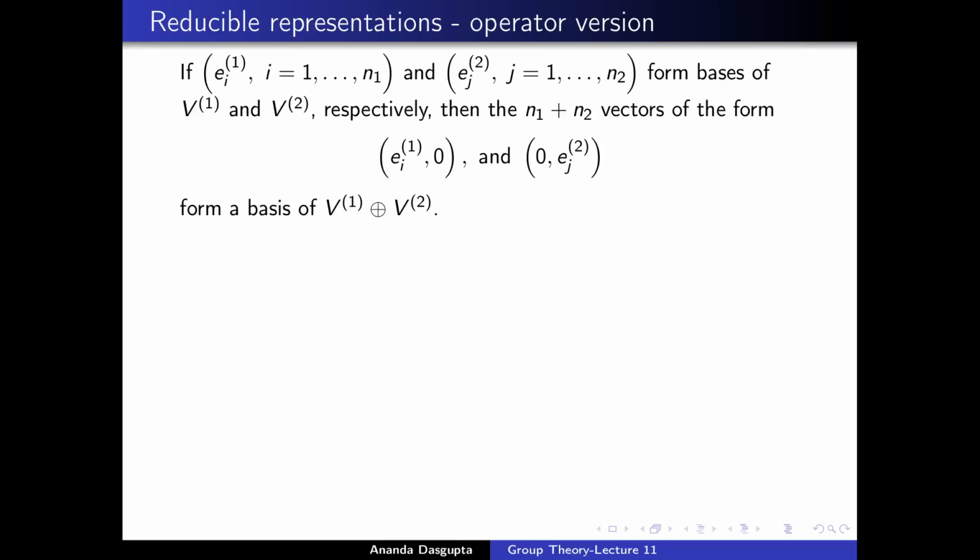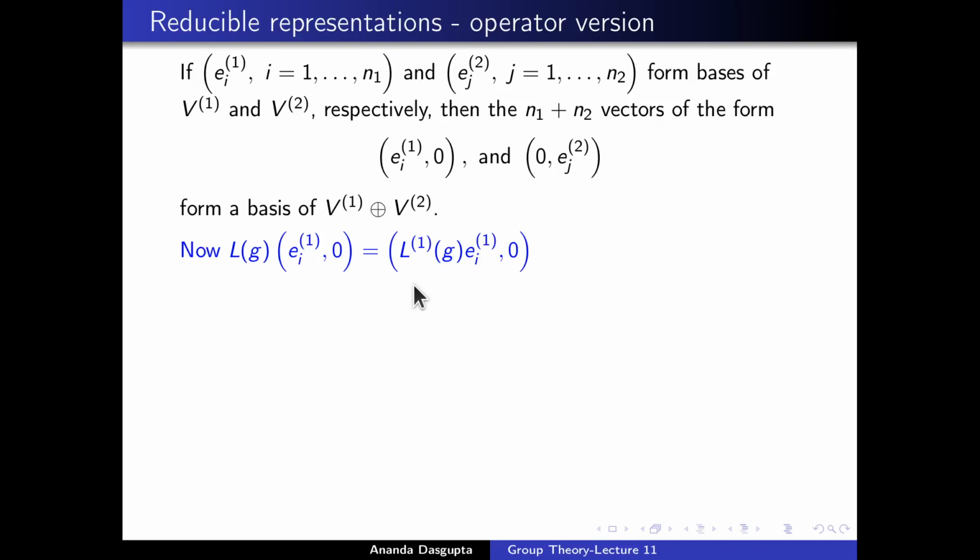Now, when the operator L(g), where L is the direct sum of the two representations L1 and L2 acting on V1 and V2 respectively, acts on any one of the first n1 basis vectors, that is, the basis vectors of the form (ei1, 0), then the action is simply L1(g) acting on ei1, L2(g) acting on 0, where 0 of course is the null vector of V2. Since the null vector of V2 under the action of a linear operator returns a null vector, what you get is simply (L1(g) ei1, 0).